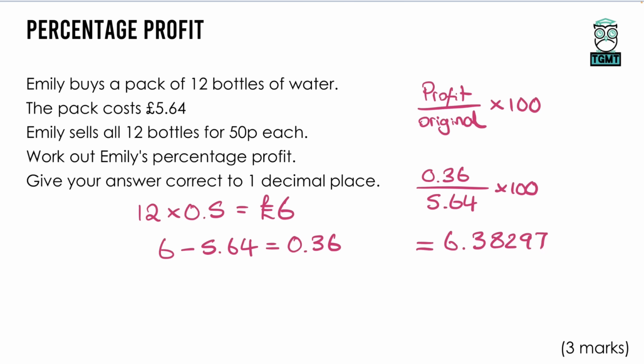6.38297. There's a lot of decimals here, so I'm going to stop there because it does only want my answer to one decimal place. So I'll chop it after the 3, and that is 6.4%. And there we go, that is Emily's percentage profit.